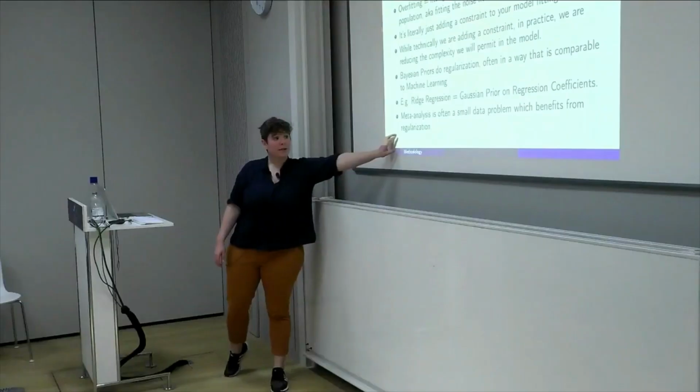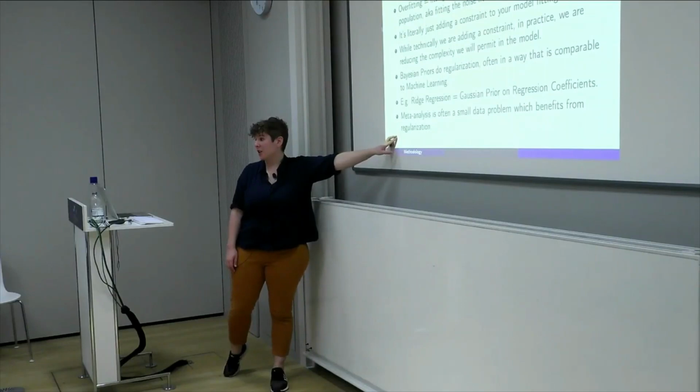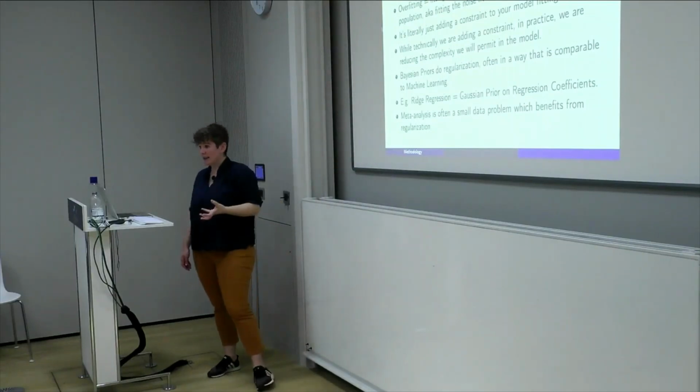Meta-analysis is often a very small data problem which benefits from regularization. So in the microcredit case, I had 7 studies, and I'm trying to estimate a mean and a variance at the upper level of 7 things. So the core challenge for estimation at that scale is variance and not bias. Basically, if you're worried about statistical bias in meta-analysis, this is the wrong concern to have.